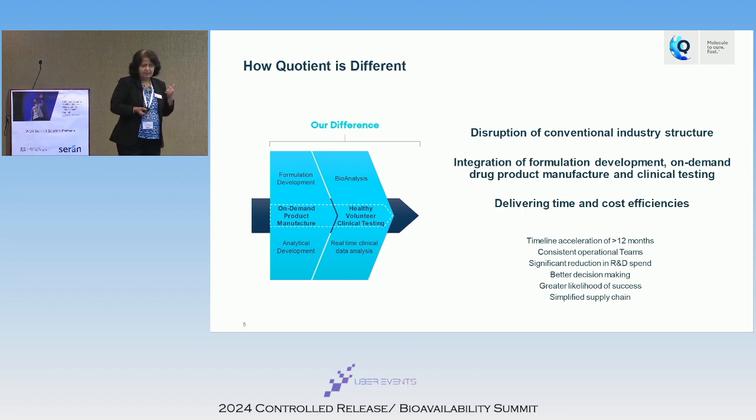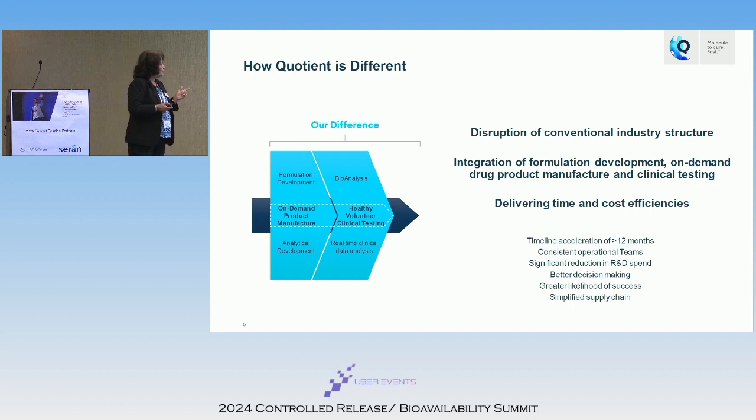A study was conducted at the Tufts University Center for Drug Development, where a comparison was made of studies which were conducted by using the conventional process versus the translational pharmaceutics approach. And what they concluded was there was an average time saving of 12 months or greater. There was a consistent operational team that goes across the entire program, so that helps in keeping supply chain and product supply under control.